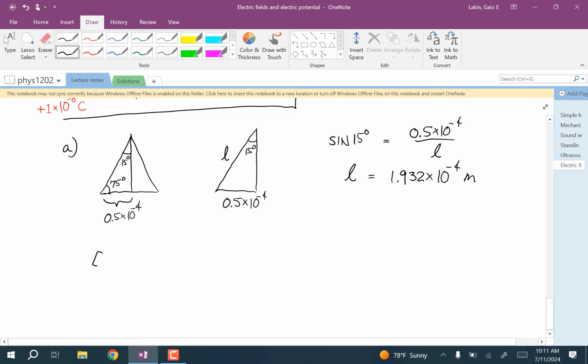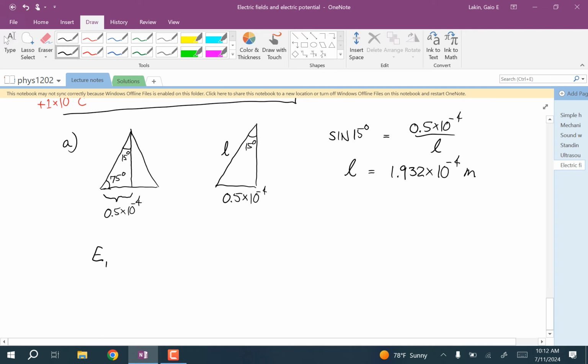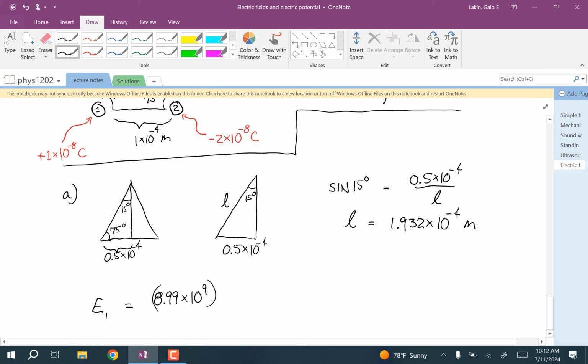Okay, so the magnitude of the electric field vector due to the fixed charge of 1, remember we're ignoring the one at 2 for now, is equal to 8.99 times 10 to the 9th times the absolute value of this fixed charge at 1. So that's 1 times 10 to the minus 8th.